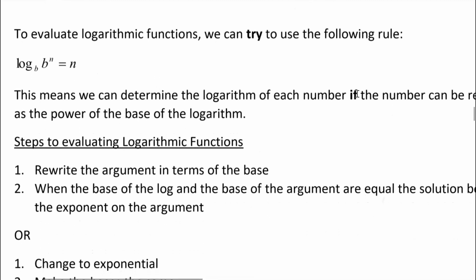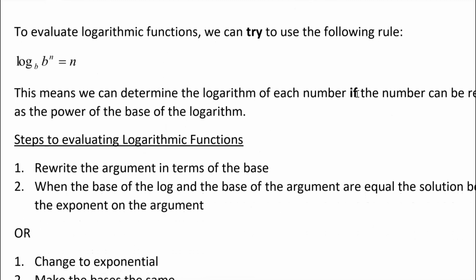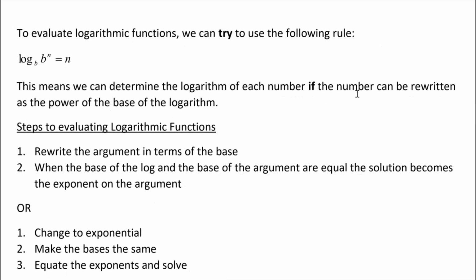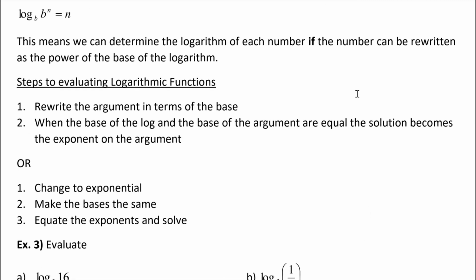So moving on, to evaluate logarithmic functions, we can try to use the following rule. So we have log base b of b to the n is equal to n. This means we can determine the logarithm of each number if the number can be rewritten as a power of the base of the logarithm. So the steps to evaluating logarithmic functions: you rewrite the argument in terms of the base. When the base of the log and the base of the argument are equal, the solution becomes the exponent on the argument. Or change to exponential form, make the bases the same, equate the exponents and solve.